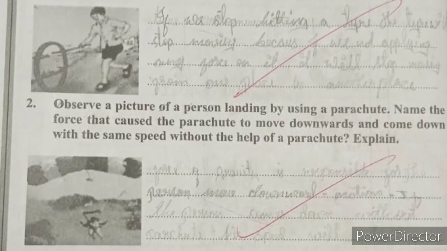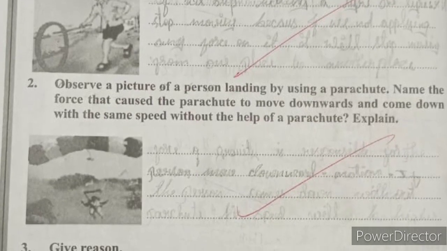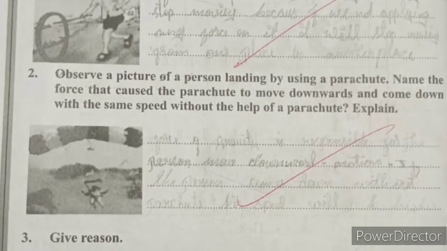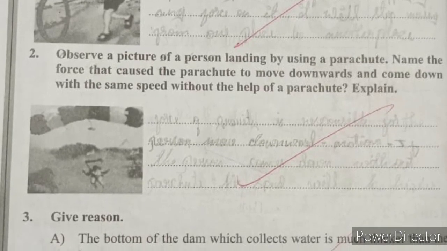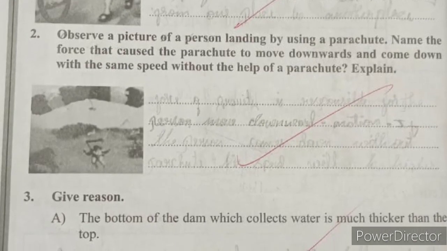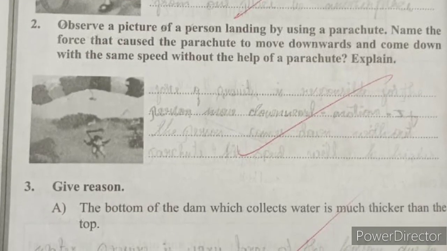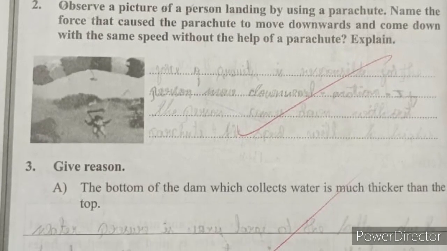Next question, observe a picture of a person landing by using a parachute. Name the force that caused the person to move downwards, and would he come down with the same speed without the help of a parachute? Explain. Force of gravity is responsible for the person to move downwards. If the person comes down without a parachute, his speed will be higher.